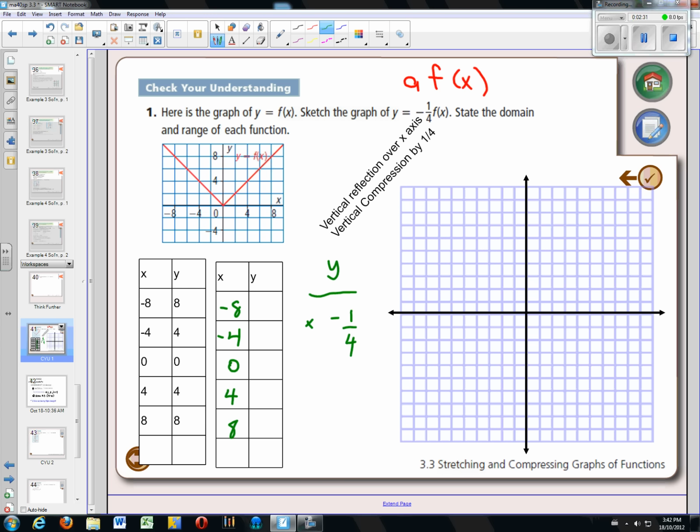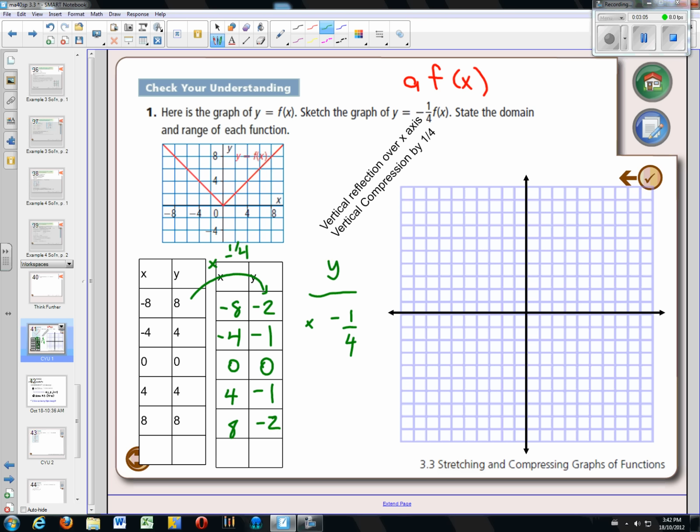So here we go. 8 times negative 1/4 would be negative 8 over 4, which is negative 2. 4 times negative 1/4 is negative 1. 0 times negative 1/4 is 0. 4 times negative 1/4 is negative 1. And 8 times negative 1/4 at the bottom, 8 times negative 1/4 is negative 2.